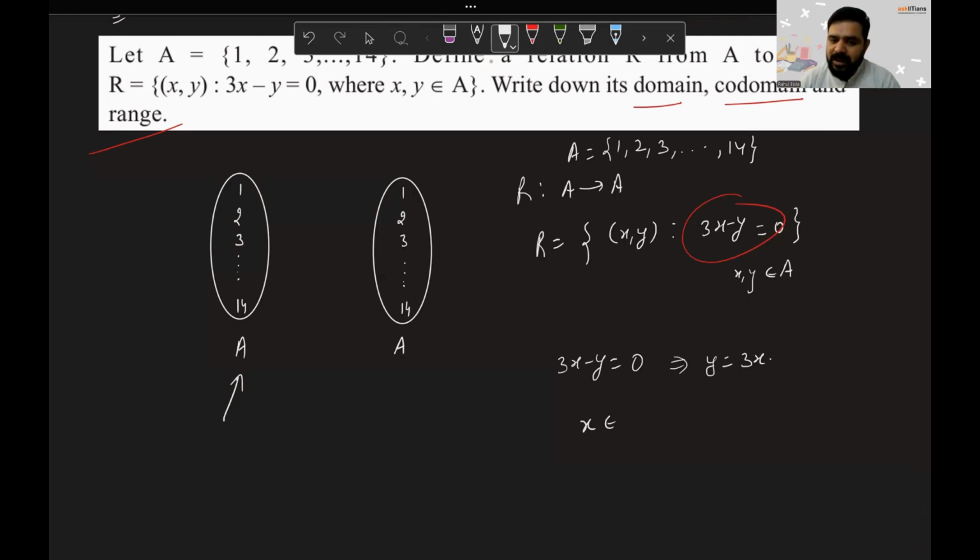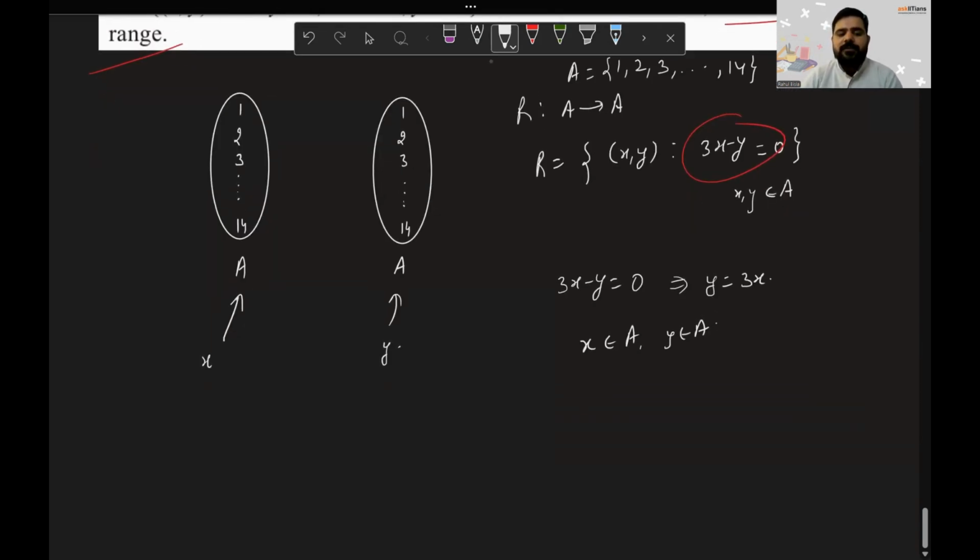X is coming from set A, and y should also be a part of A. X should belong to A, y should belong to A, because y is the set of output. So this x will be coming from the first set and y will be coming from the second set. Right. So we'll be taking different values of x, and let's see what value of y we're getting.